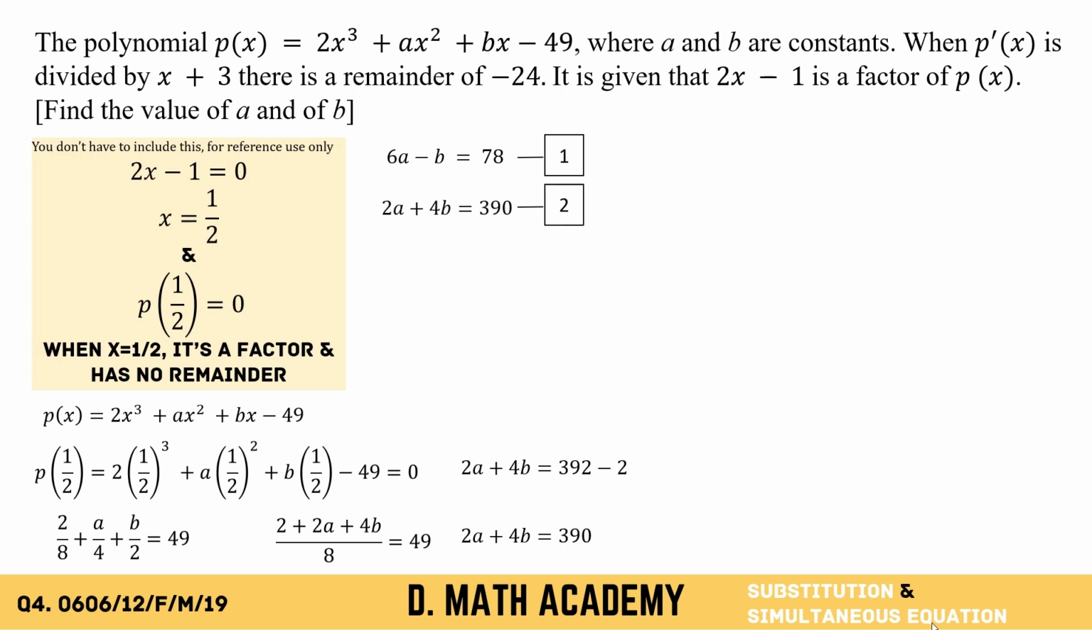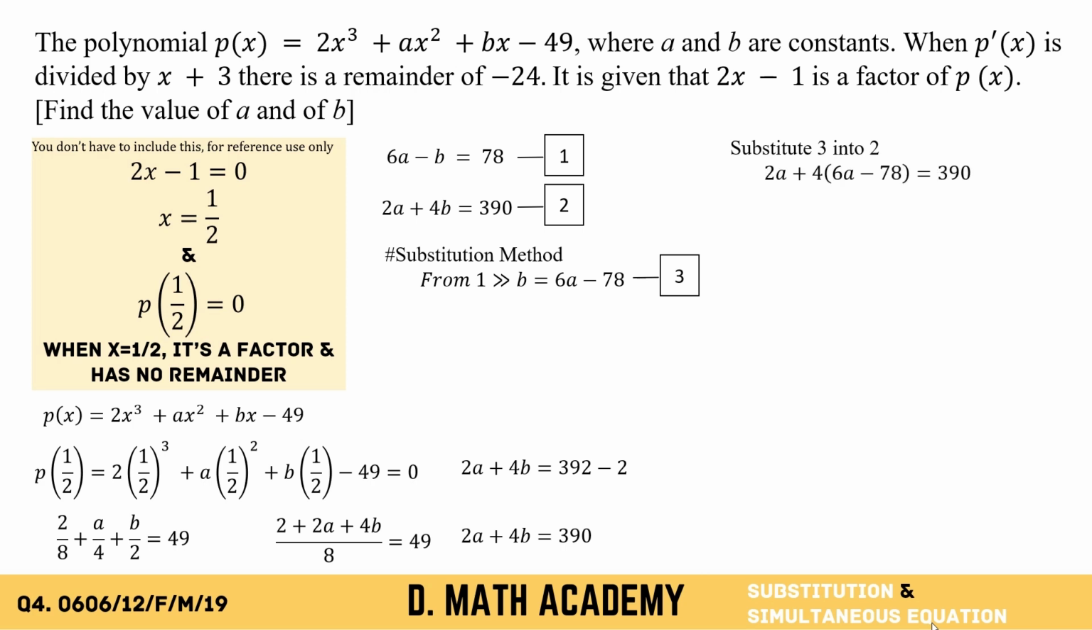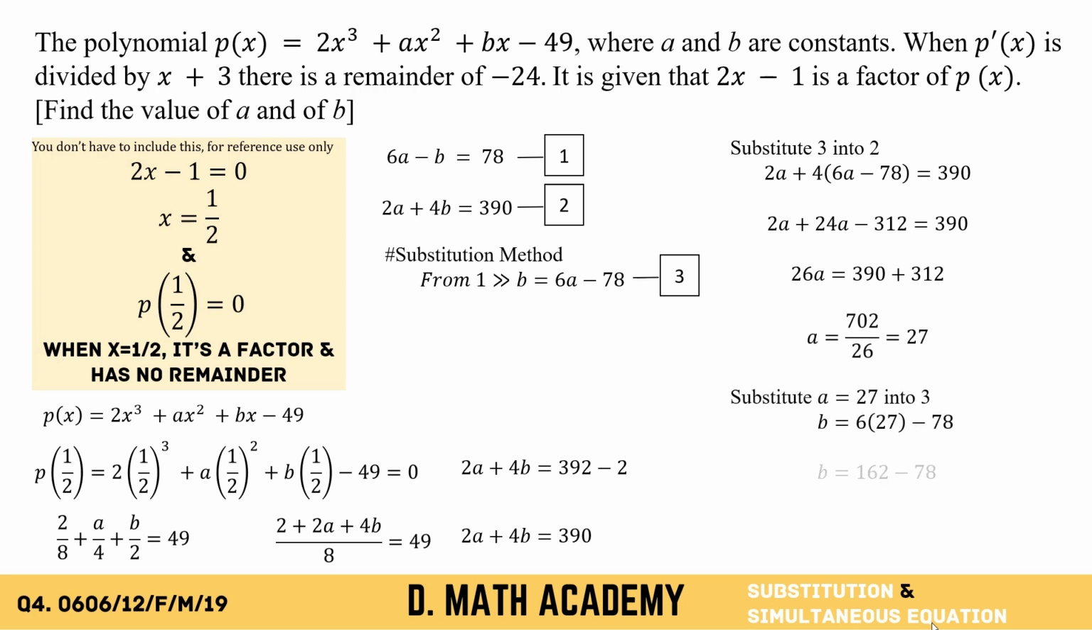I use the substitution method because otherwise we have to use the elimination method again, which is very troublesome. So I adjusted from my equation 1, and I got b equals 6a minus 78. Substitute equation 3 into 2, I get 2a plus 4 bracket 6a minus 78 equals 390. Run the calculation, then you'll get a equals 27. Substituting this 27 into equation 3, you will get b equals 84.